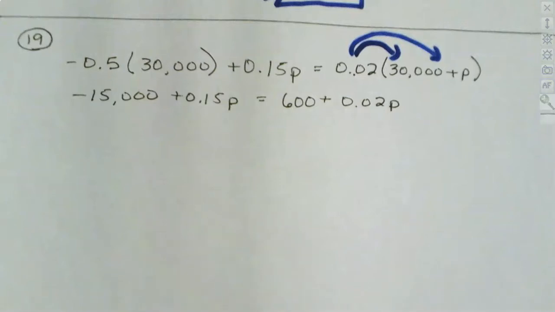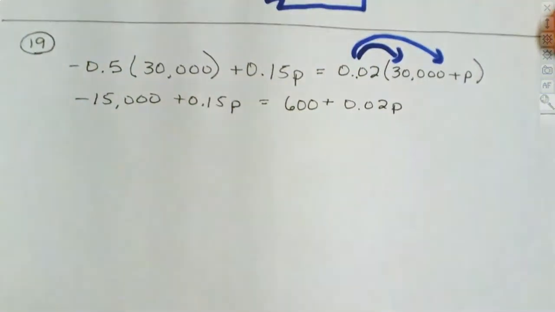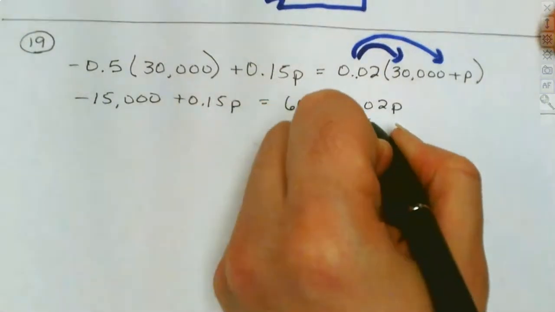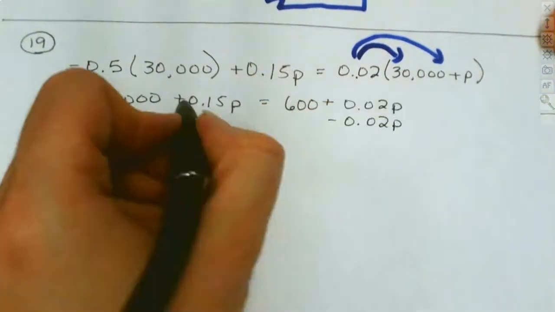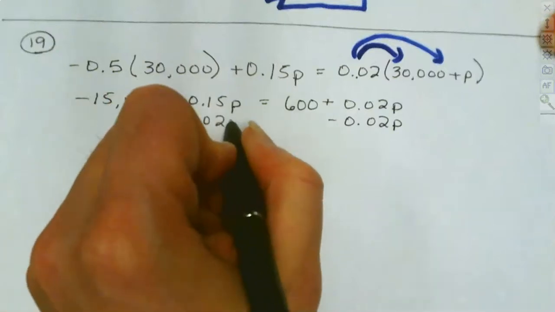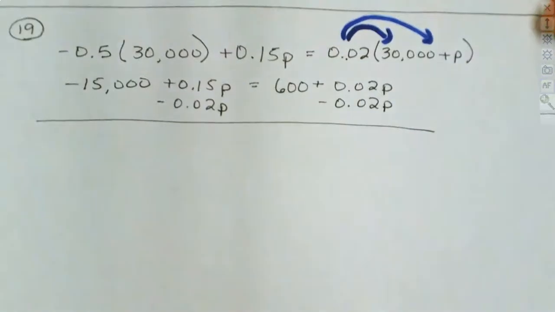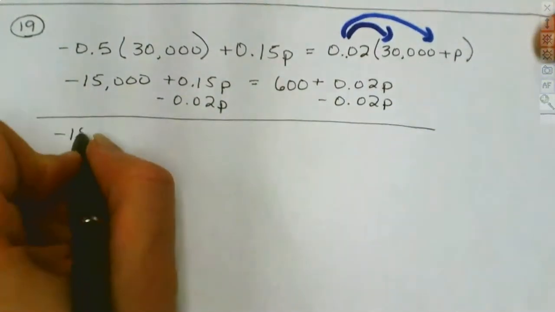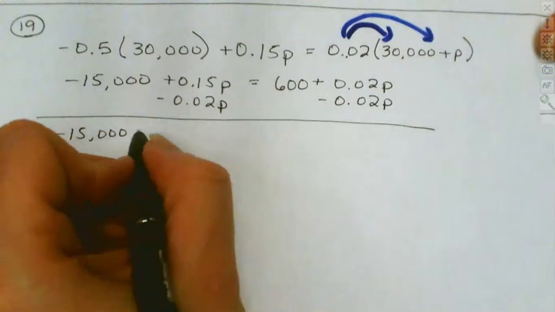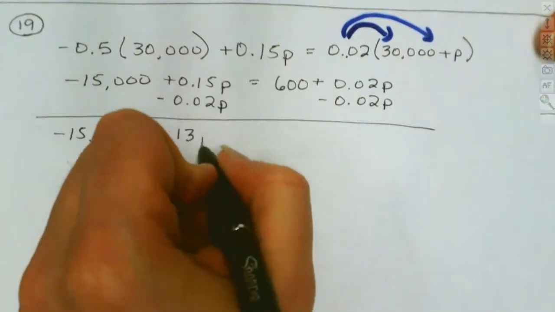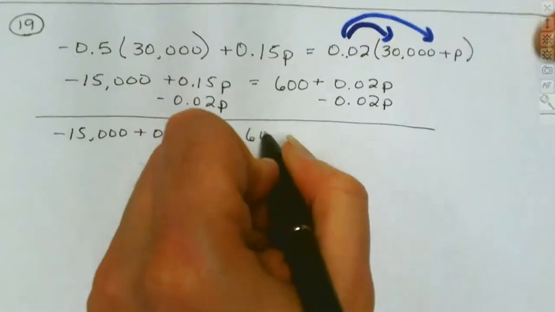Now what do we do? Well, we need to get the variable, usually on the left. Everything else goes to the right. And you can do it in one step if you would like. I'm going to do it in two just so we can keep track of what we're looking at. So I'm going to move the 0.02p over. And why did I do that? Because I want my variable p on the left. So then we have a minus 15,000 plus, and watch your decimals here, 0.13p, and that equals your 600.